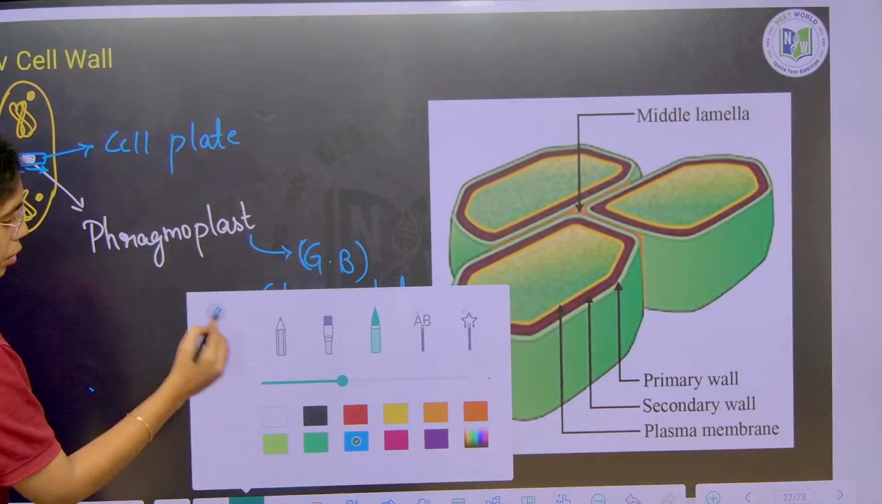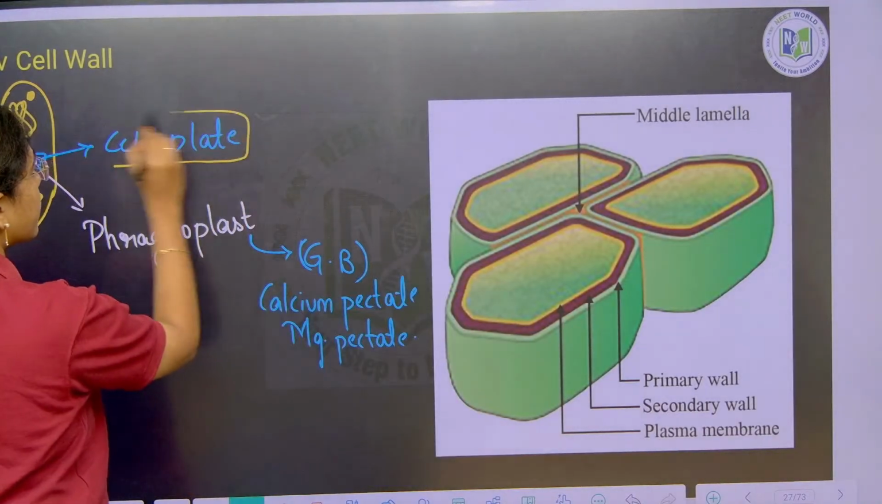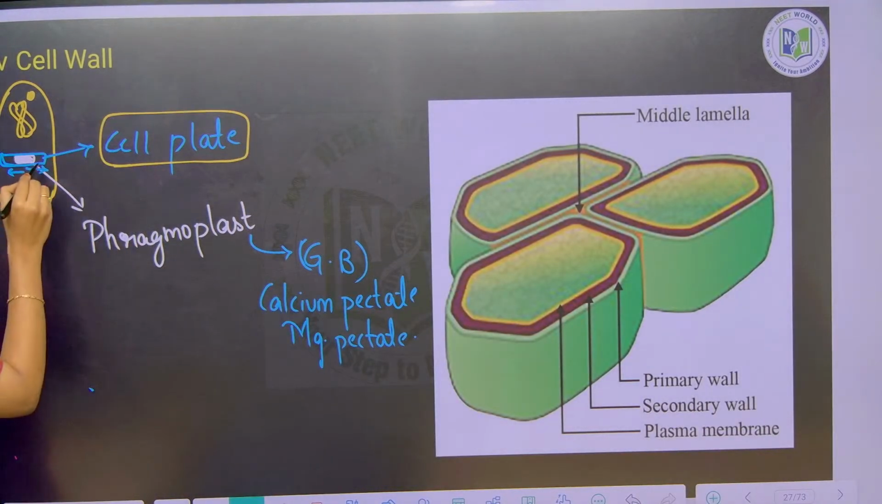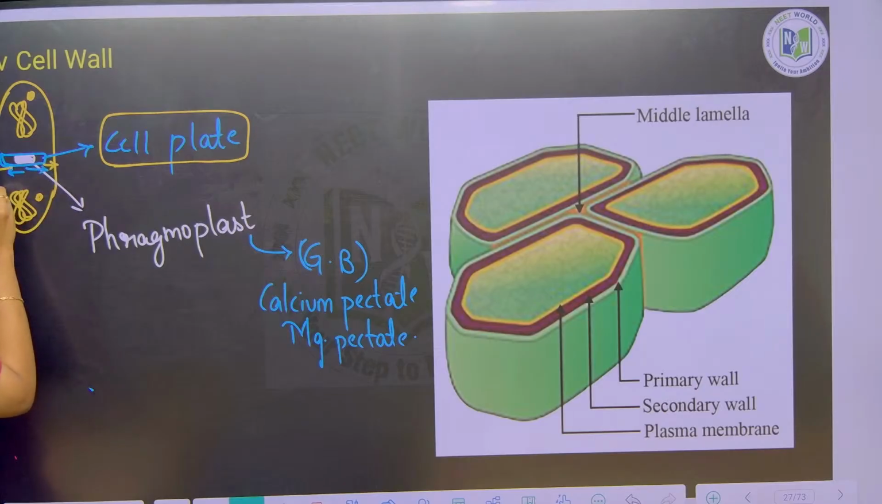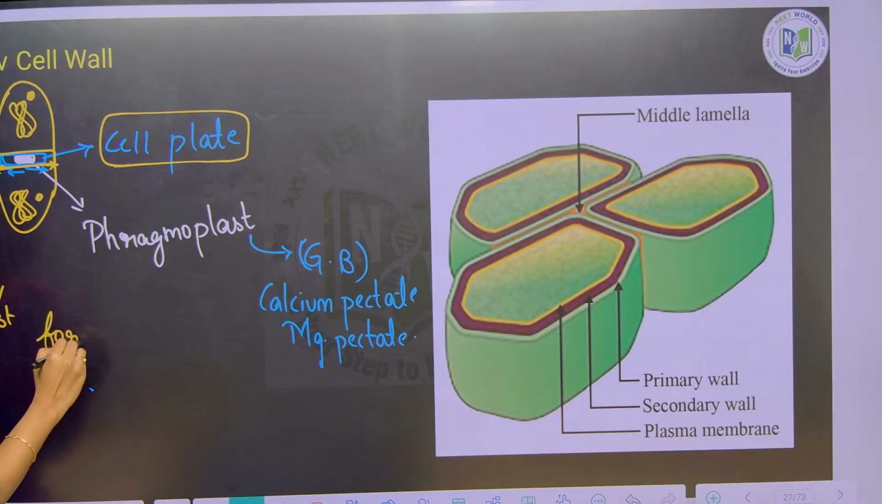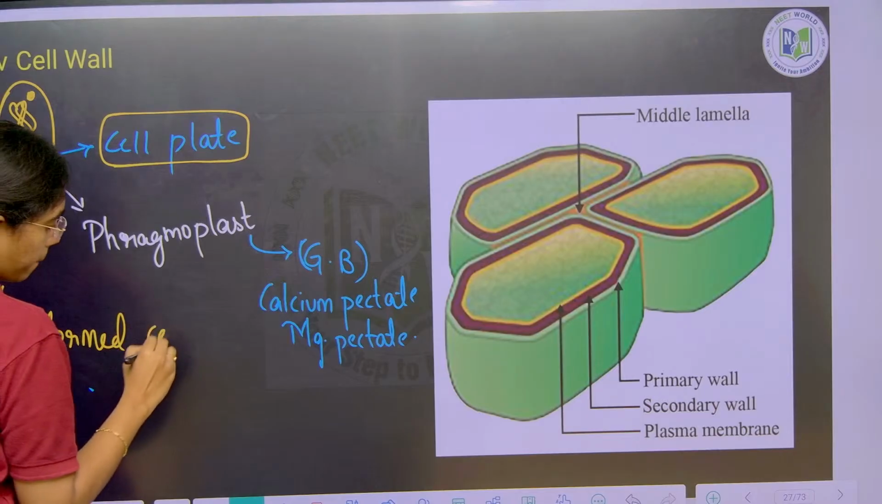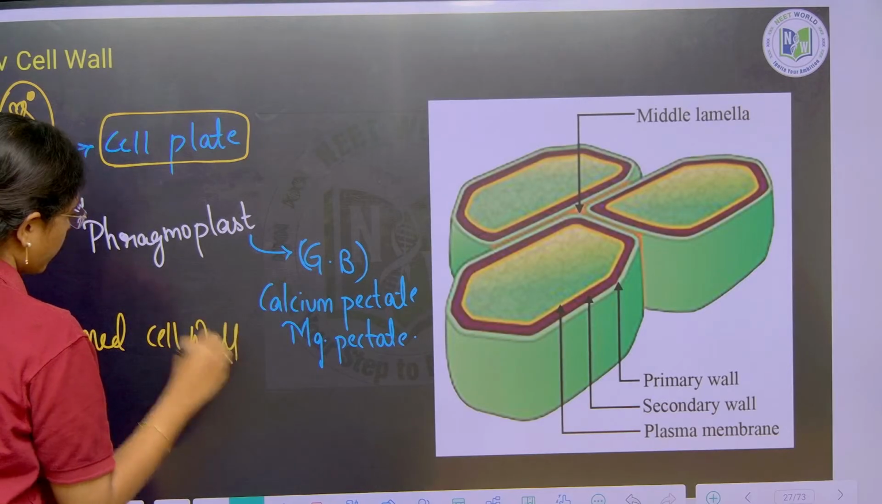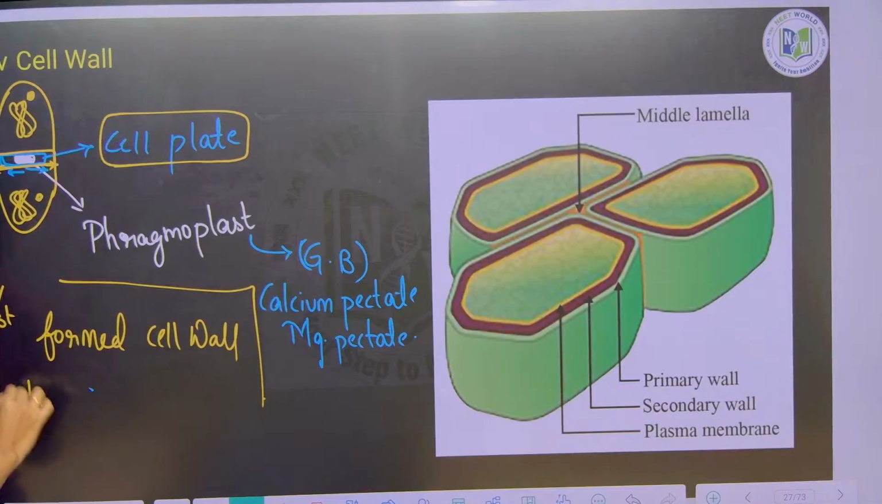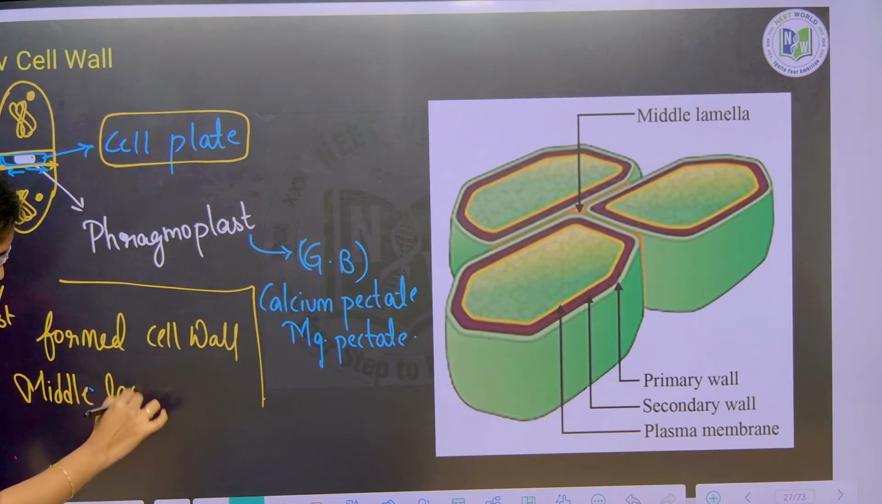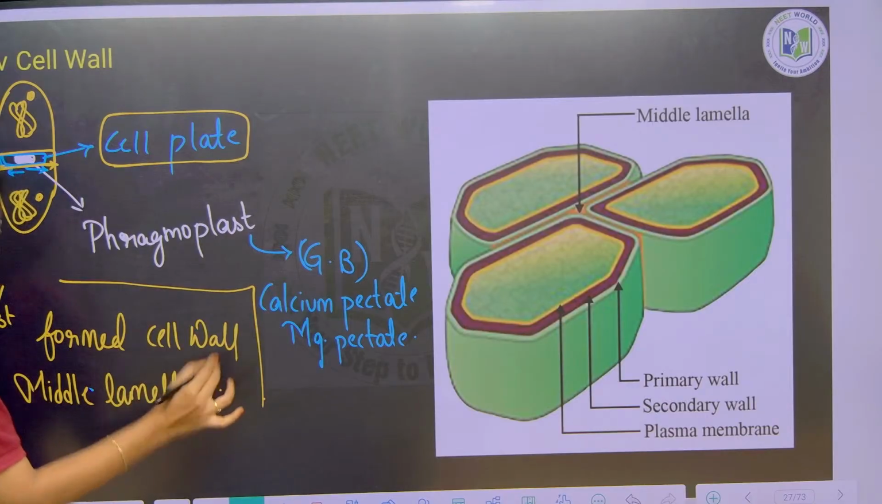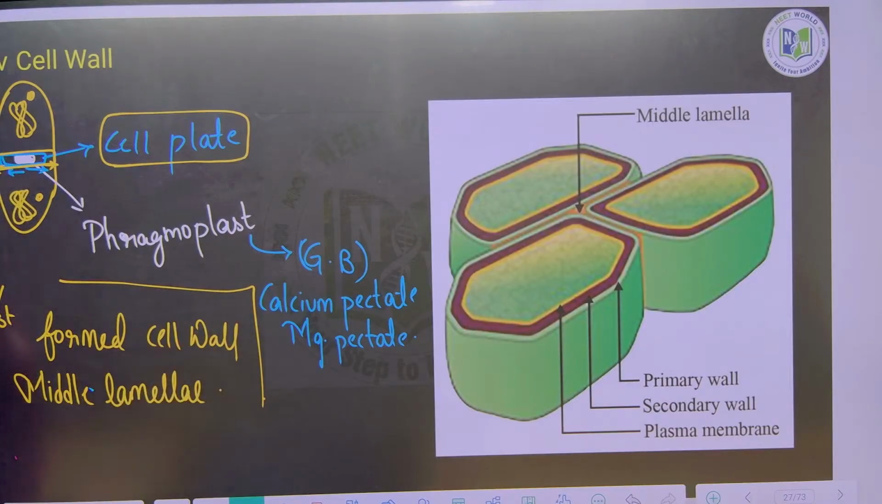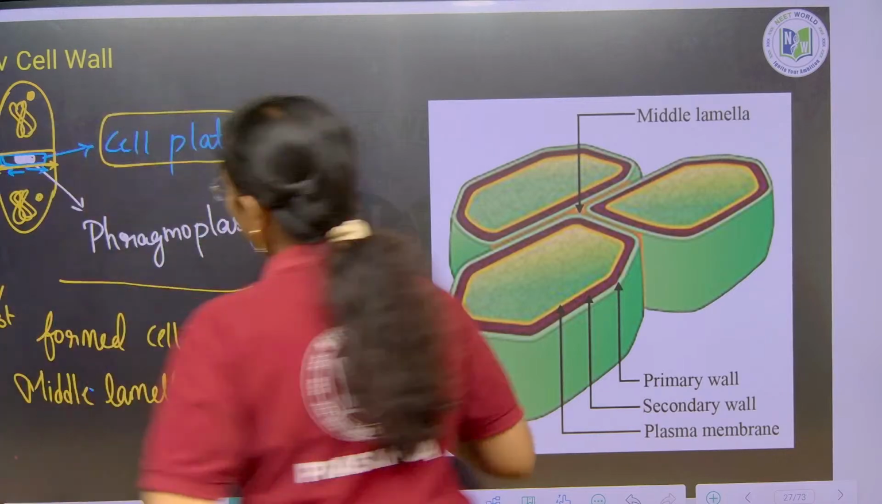Okay, this forms into a cell plate. The cell plate will further extend to the corners and completely form the cell wall. The first formed cell wall is the middle lamella. This is the first formed cell wall. Got it? A quick recap for you.